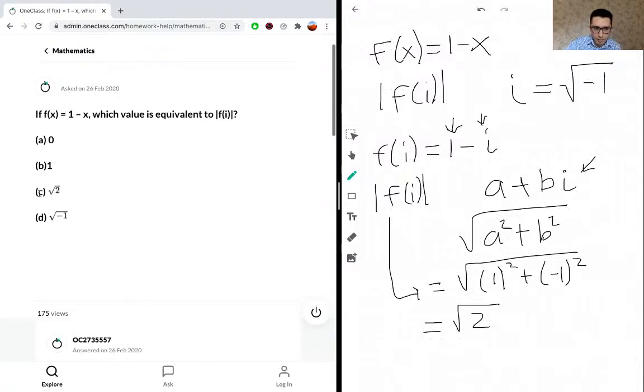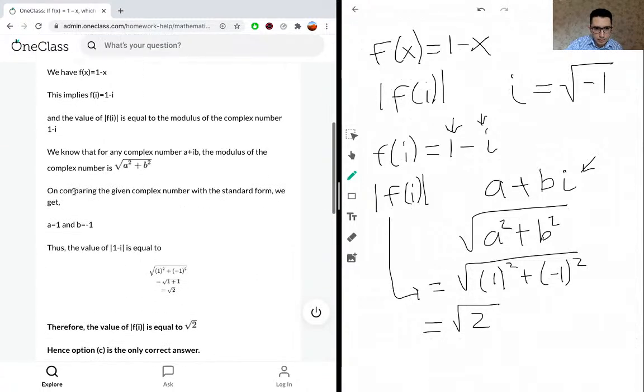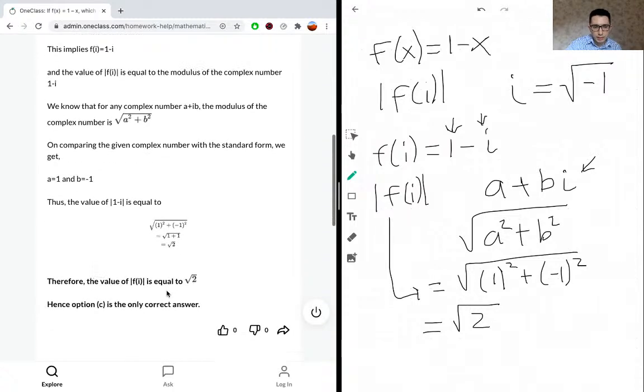So right away you can see the correct answer is C. Looking at the solution here, yes, they do the magnitude of f of i, so the magnitude of 1 minus i. We have defined values of a is equal to 1 and b is equal to -1. Substitute in, get square root 1 plus 1, and then square root 2. So the correct answer is C.